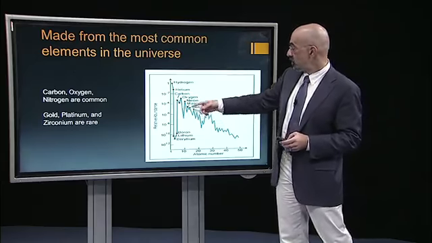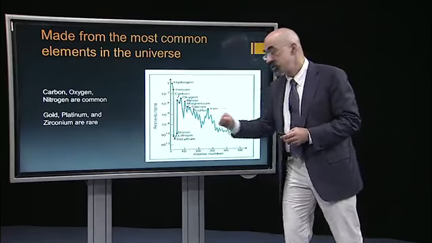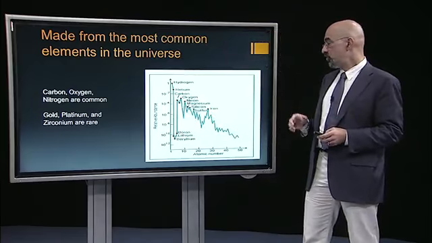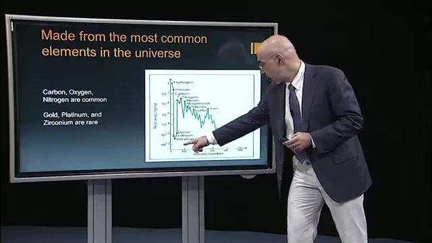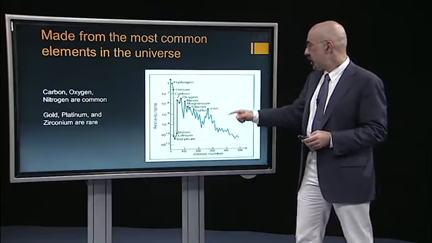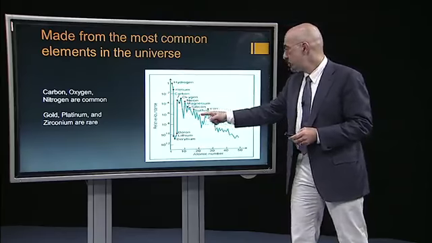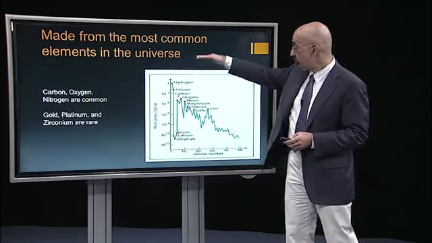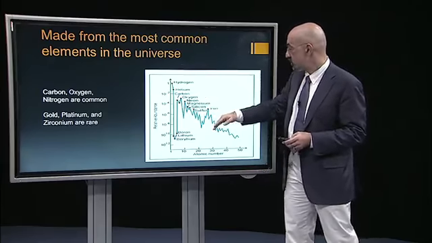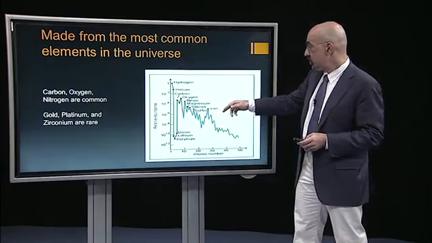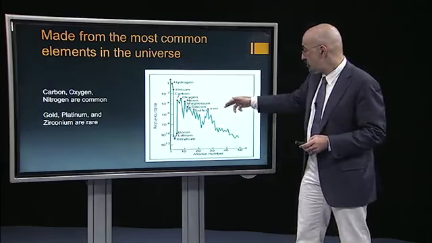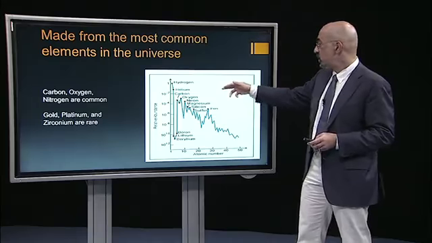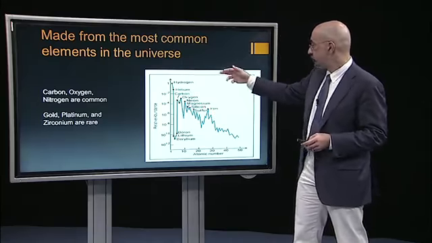This plot shows the relative abundance of these elements in the universe versus atomic number. And you'll notice that the most familiar things, the things that life is made of, are at the top of the list. These are the common things. You can see listed here basically the 10 most common things in our universe. And that's what life is made of.